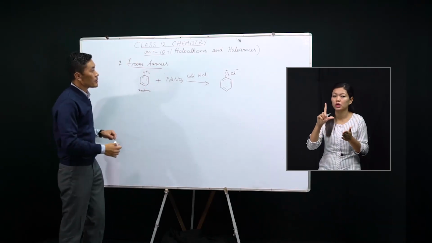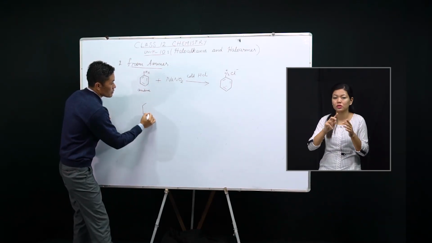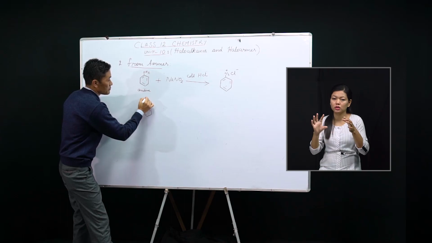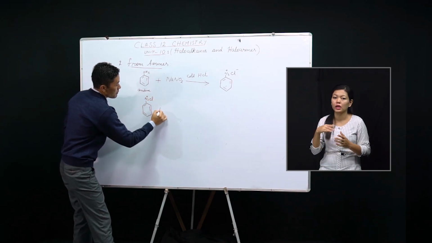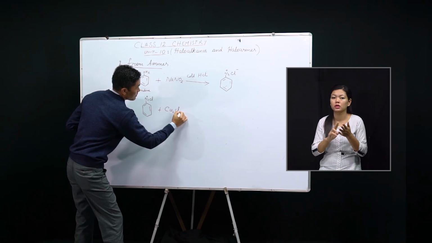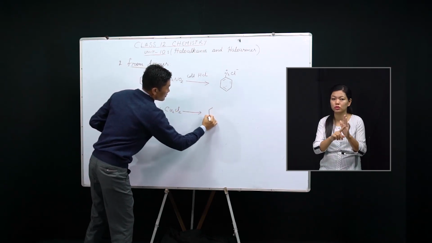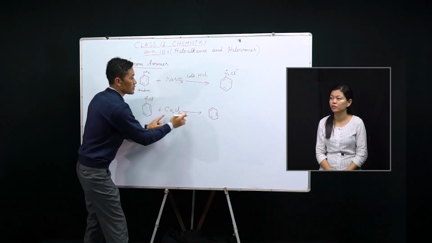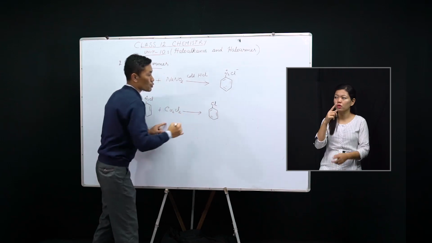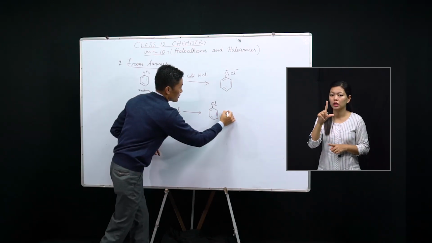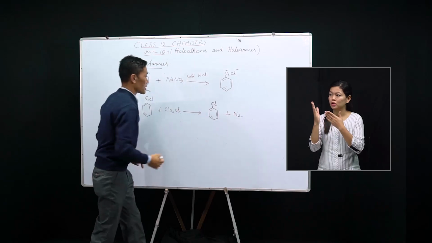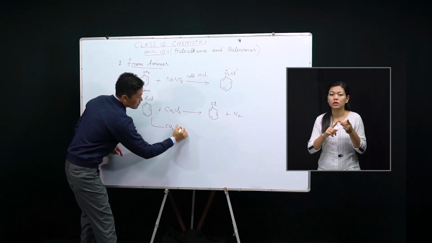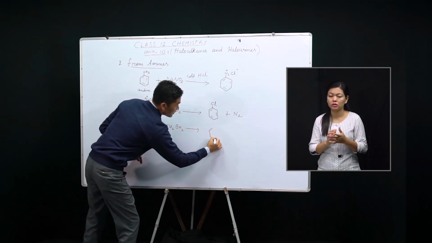In the next step, this diazonium salt is treated with either cuprous chloride or cuprous bromide. So if we use cuprous chloride here, the product formed will be chlorobenzene, and nitrogen gas will be given out as a byproduct. If we use cuprous bromide, then we will get bromobenzene.